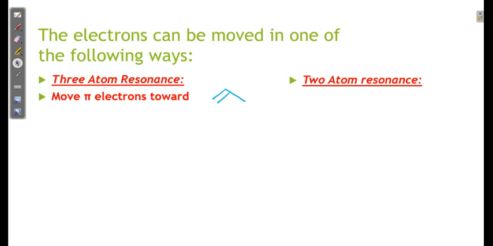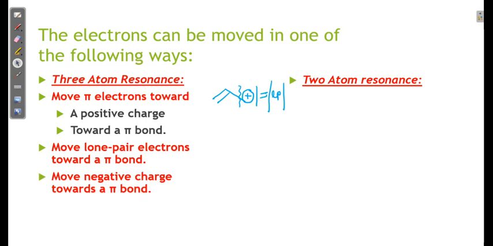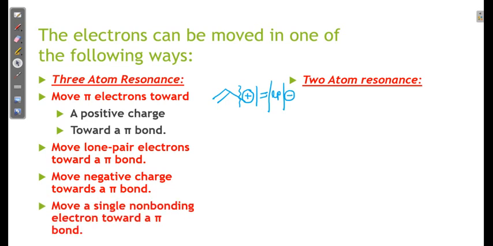Now move to where? Pi electron moves toward a positive charge. Yes, moves toward the positive charge. Moves toward the pi bond. Yes, moves toward the pi bond. Moves toward the lone pair. Toward a pi bond. Moves negative charge toward the pi bond. Then moves a single non-bonding electron toward the pi bond.